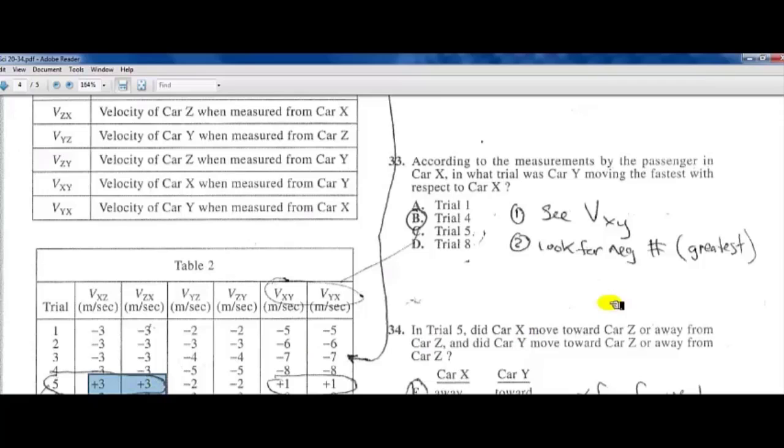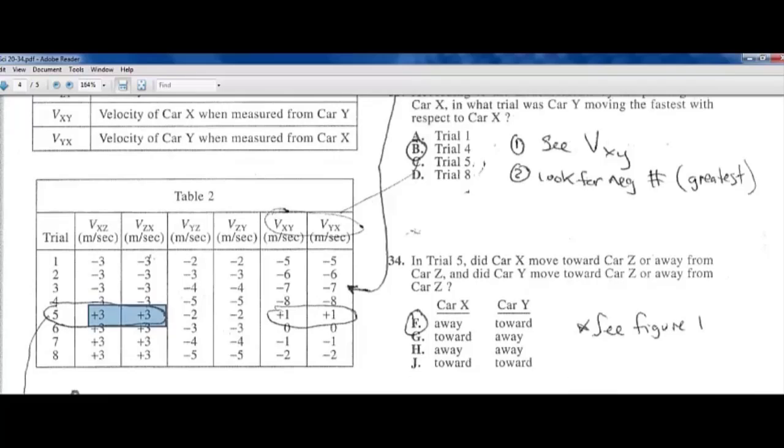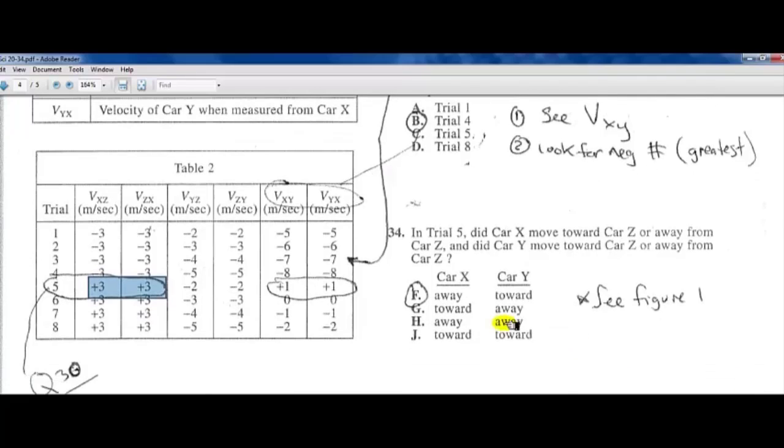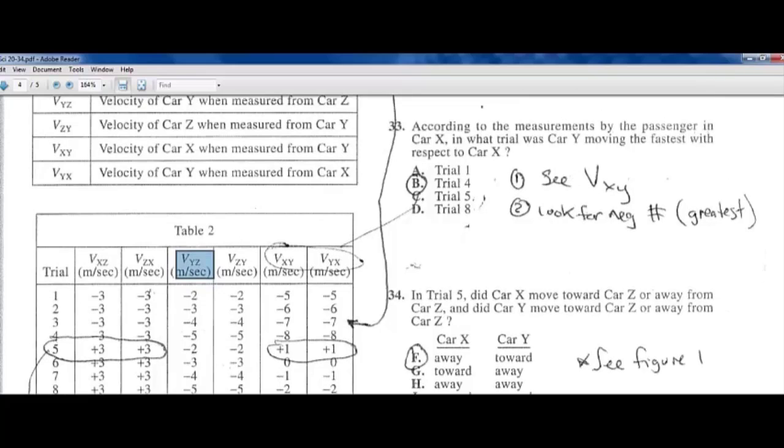will be moving away. Look at your answer choices, and you know that the correct answer has to say car X is moving away. You can go ahead and cross out answer choice G and answer choice J. Now we have to look at car Y. Car Y, we're going to look at YZ, and go back up and see what YZ stands for.